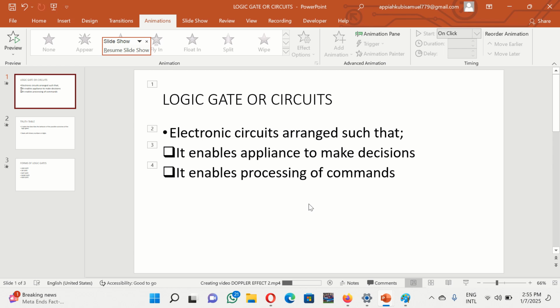So it means there should be something that we call agreement. Logic gates or circuits should agree with each other to perform or to process a command. So in the case where one does not agree, we have the opposite of what should have happened, and that also will lead to a different way of getting into logic gate.